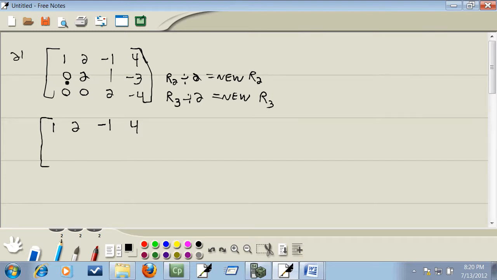Okay. Row 2, divide by 2. 0 divided by 2 is 0. 2 divided by 2 is 1. 1 divided by 2 is 1/2. Negative 3 divided by 2 is negative 3/2.